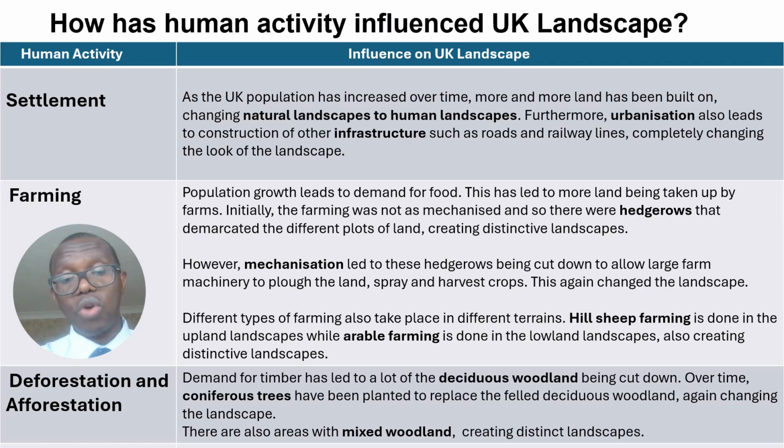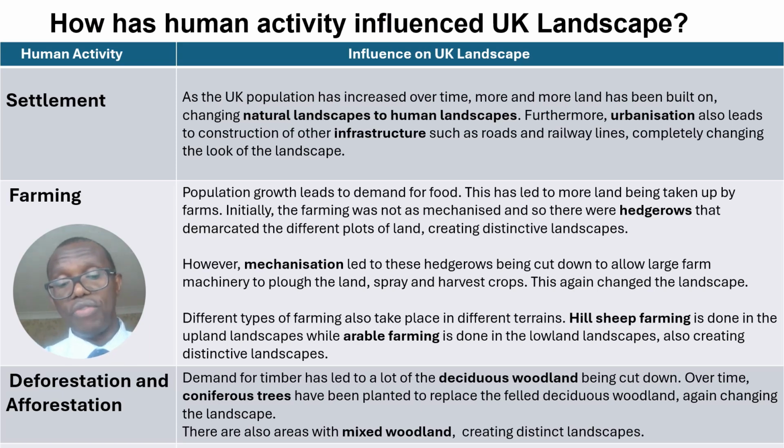And then we also have hill sheep farming, which is going to be taking place in the upland landscapes. Arable farming, which is the growing of crops, is likely to be taking place in the lowland landscapes, also creating distinctive landscapes and changing the way the landscapes look over time. The last one we look at here is deforestation and afforestation.